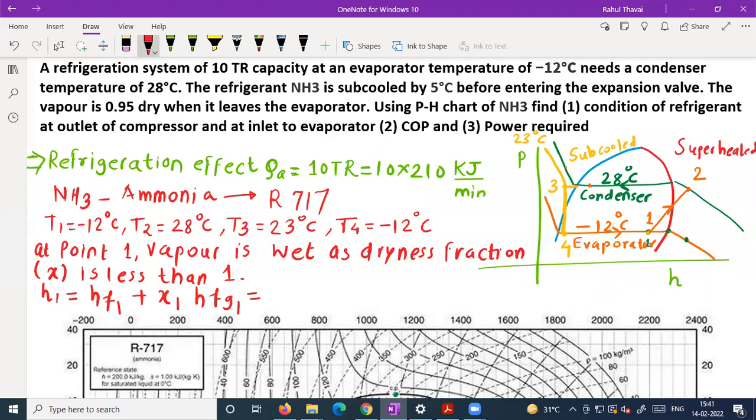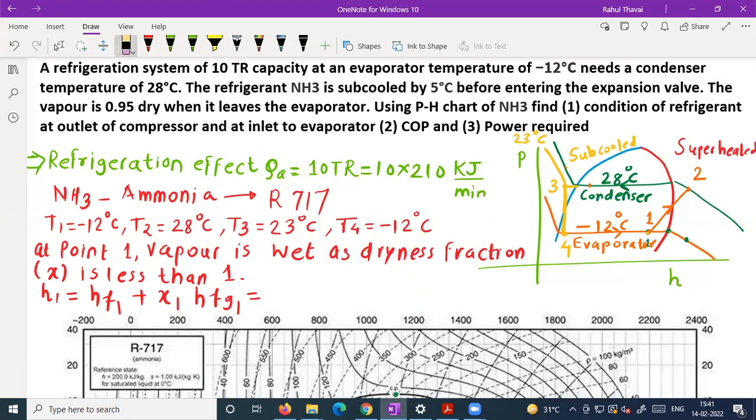That's why the formula is hf plus x into hfg. If it is dry, the formula is directly hg. For dry, how to calculate the enthalpy of the dry stream? It is directly hg. So let us first start with this problem.